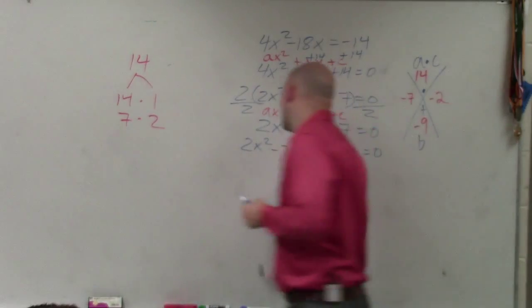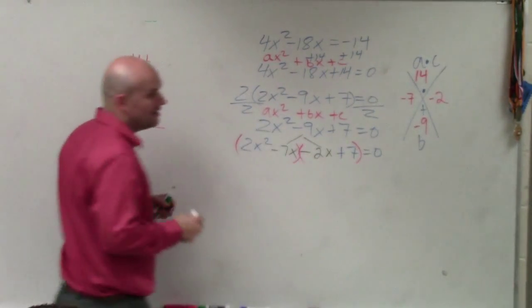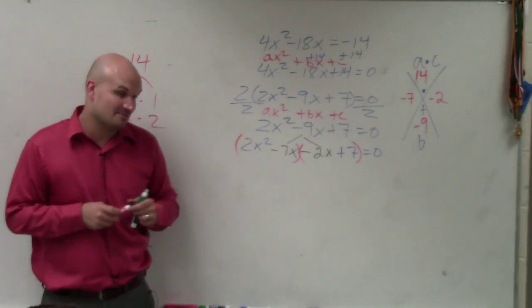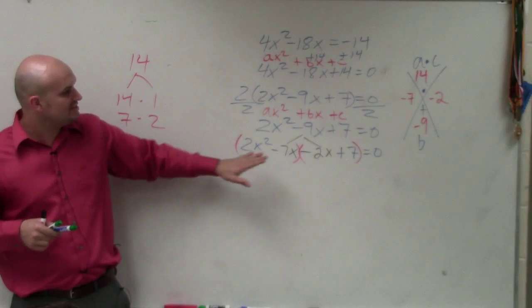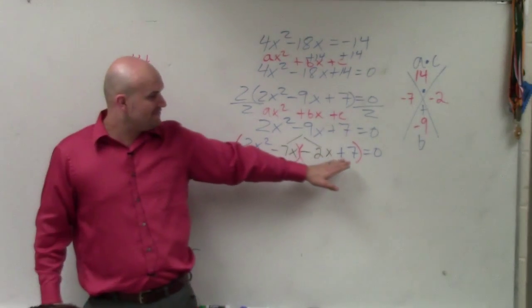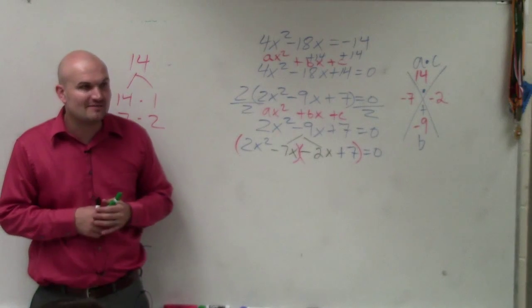Then once we've rewritten our middle term, you can group the first two terms and the last two terms, which is called factoring by grouping. Now all we simply do is factor out the GCF of the first two terms and factor out the GCF of the last two terms. So what does 2x squared minus 7x have in common? Yes?